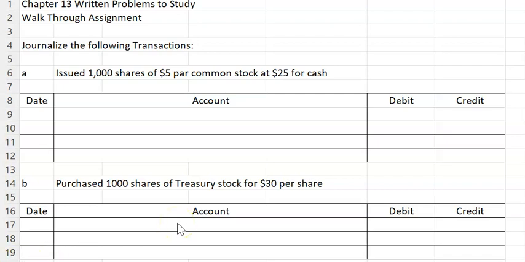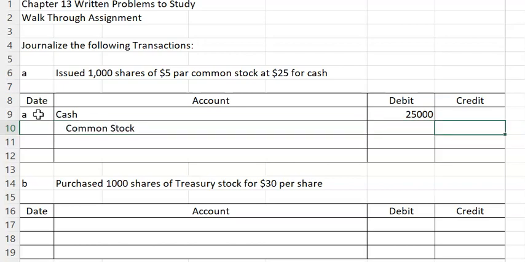Okay, let's do Chapter 13 first. It says, journalize the following transactions. Issued 1,000 shares of $5 par common stock at $25 for cash. So we'll just put in letter A since they didn't give us a date. That'll be our date. And we received cash. The way that we calculate how much cash is, it says that we issued 1,000 shares at $25 for cash. So it's going to be 1,000 times 25. So that's 25,000. And then we always put common stock at the par value.